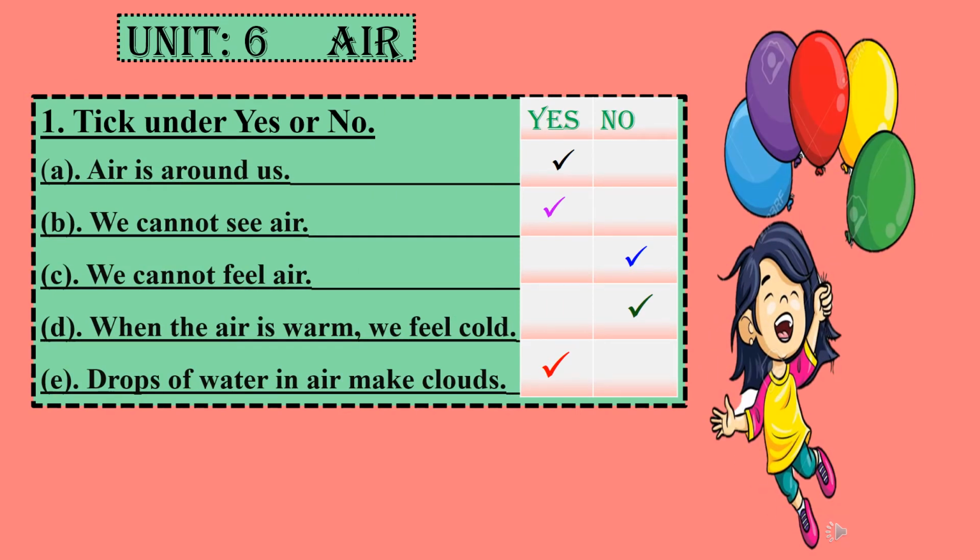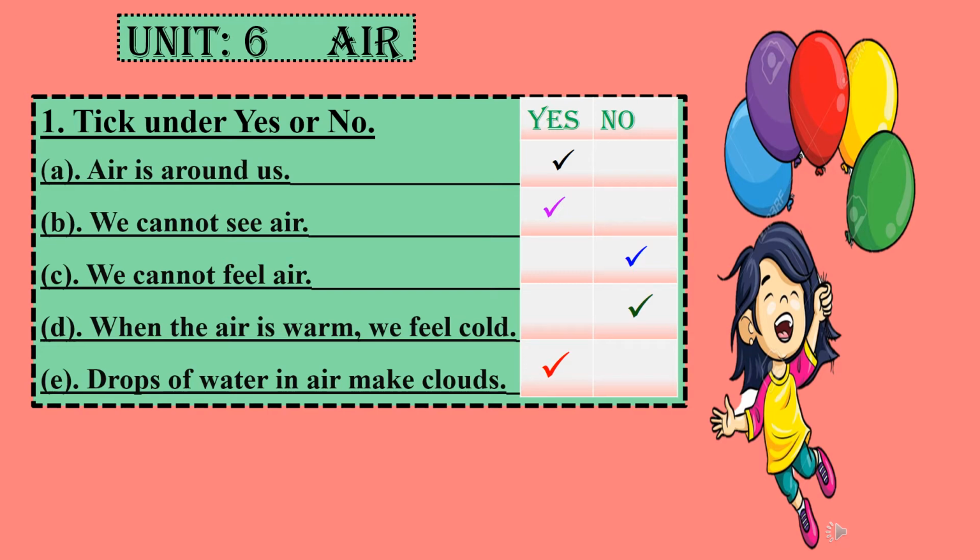So dear students, in this lesson you have learnt about air. You have learnt when the air is moving, it is called wind, and when the wind is very fast, it is called a storm. Okay, now open your science book, page 44, and here you have to do some exercises.